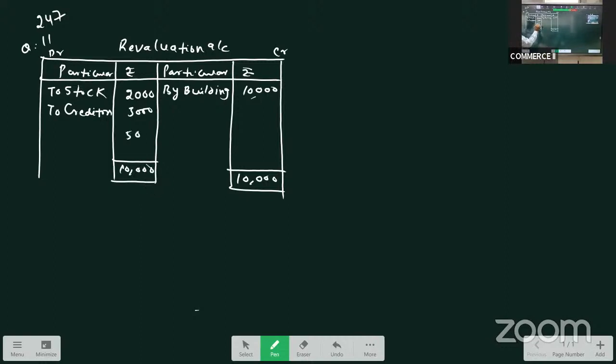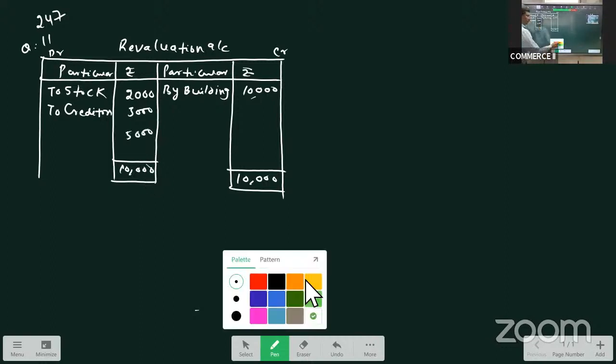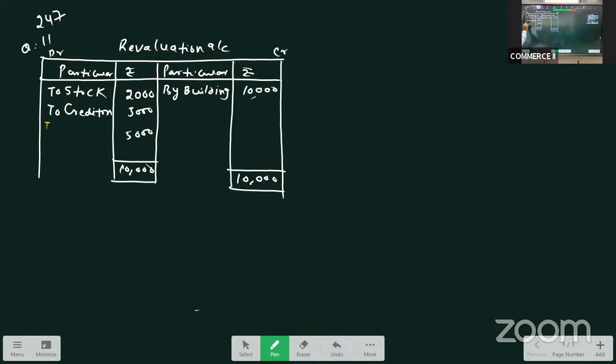So we have 5,000 revaluation profit. This is what? 5,000 is the revaluation profit. And this revaluation profit is distributed between all partners, Vani and Sarada, in the profit sharing ratio, which happens to be equal, 1:1. Vani and Sarada both will get 2,500 each. Is it clear?